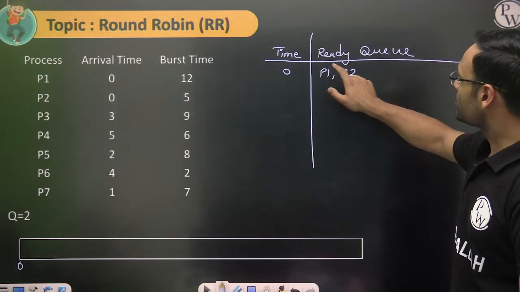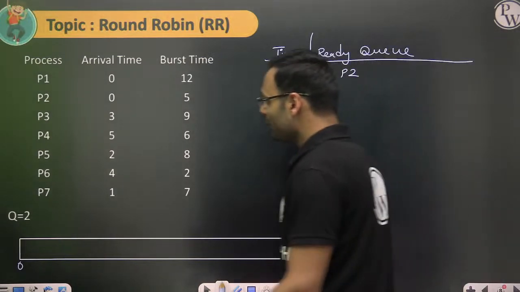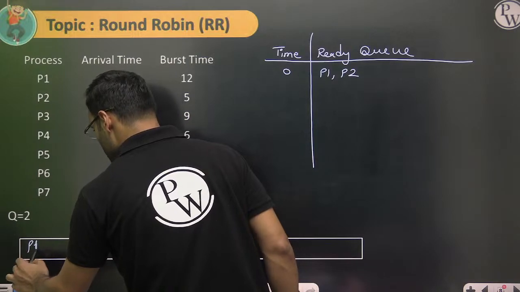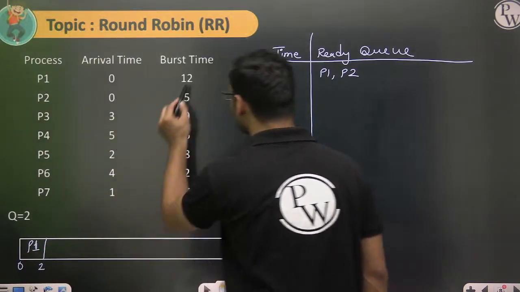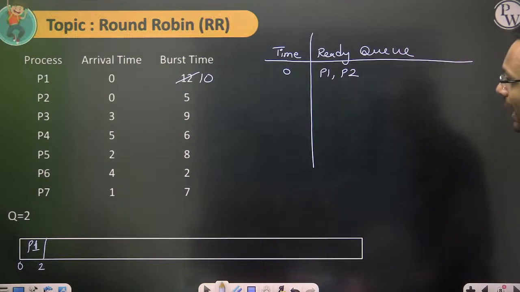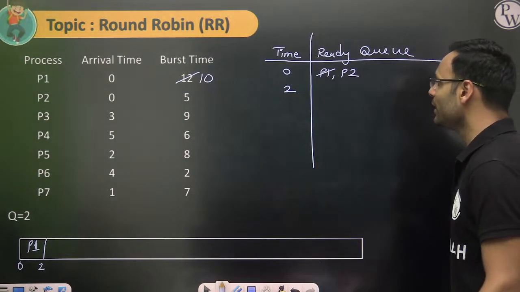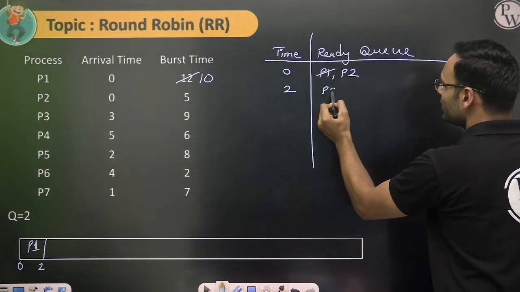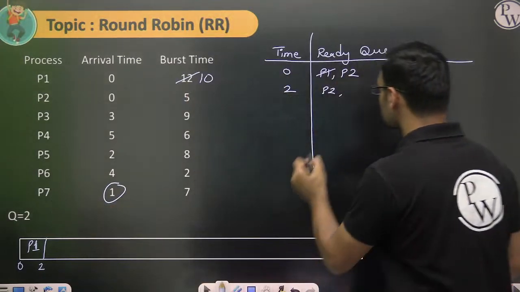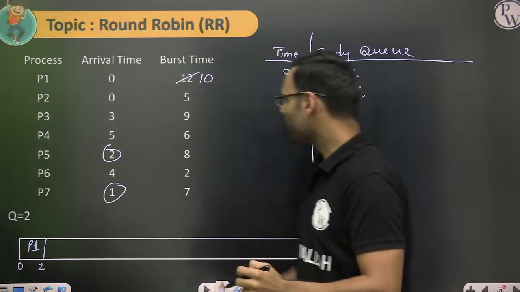Okay. Now at time 0, which process is scheduled? The first process in the queue, P1. So P1 is scheduled and runs for 2 time unit. Quantum is 2. So P1 runs for 2 time unit, remaining is 10. Okay. Now till 2 time unit, when P1 has gone for running in CPU, P2 was there in the queue, but other two processes arriving. At time unit 1, P7 arrives, and at time unit 2, P5 arrives.